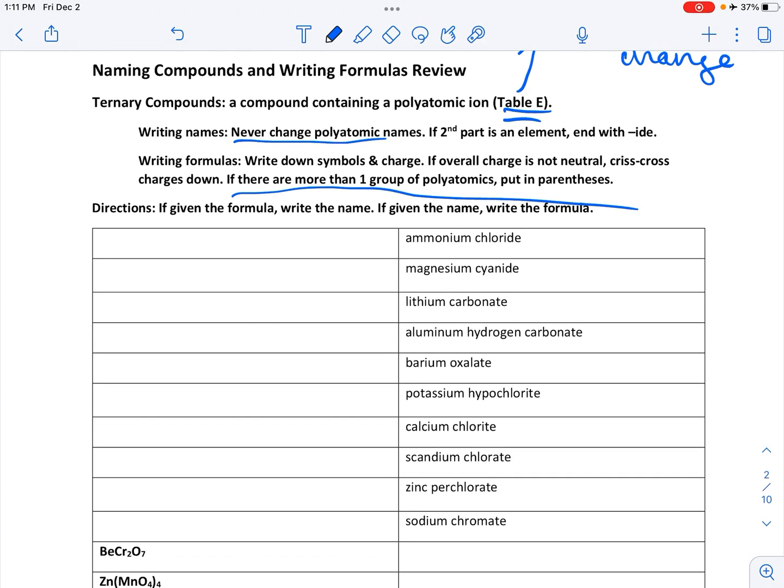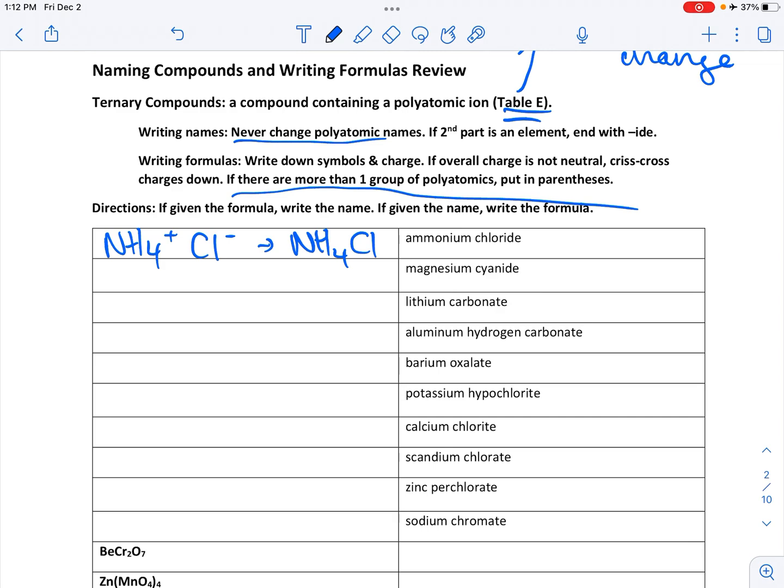All right, so I am going to go quickly, but you need to use table E if necessary. NH4 is ammonium. Chloride is a regular old element. So since that's neutral, we're just going to do NH4Cl. And we do not need parentheses because I didn't bring anything down, so there's no need for that.